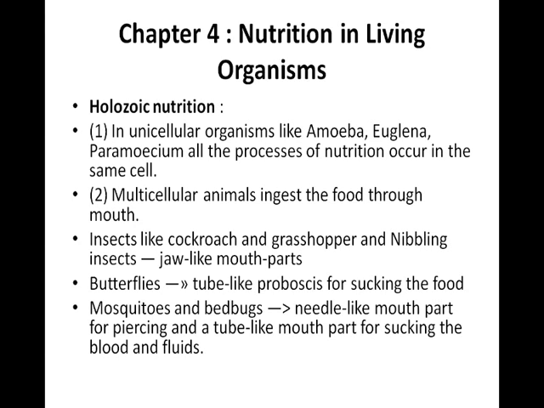In unicellular organisms like amoeba, euglena, paramecium, all the processes of nutrition occur in the same cell. Unicellular organism means that organism which is made up of a single cell. For example, amoeba, euglena, paramecium are a few examples of unicellular organisms. All the processes of nutrition occur in the same cell, because there are not multiple cells. But it doesn't mean that amoeba, euglena, paramecium don't require nutrition. They also perform the process of nutrition, but it occurs in the same cell.